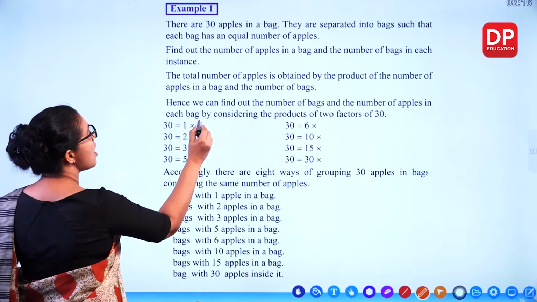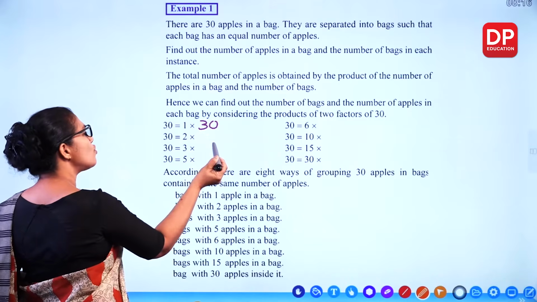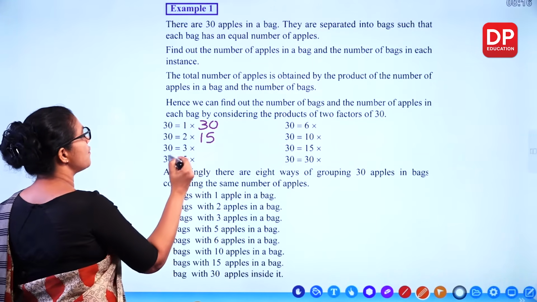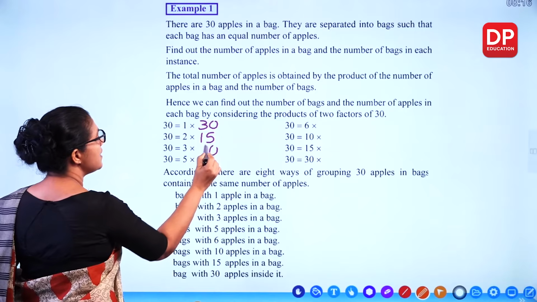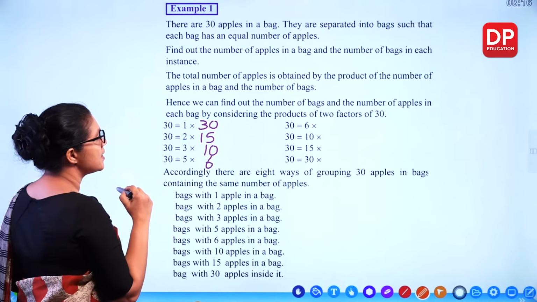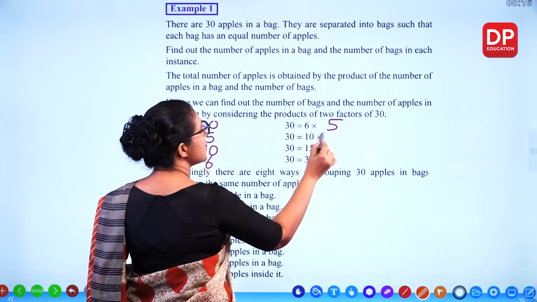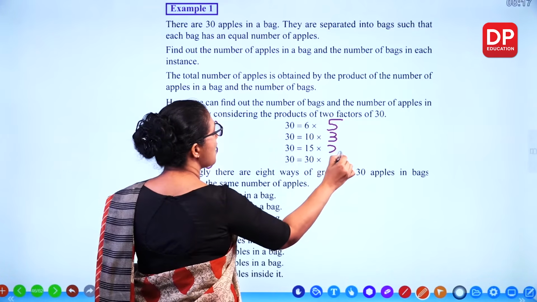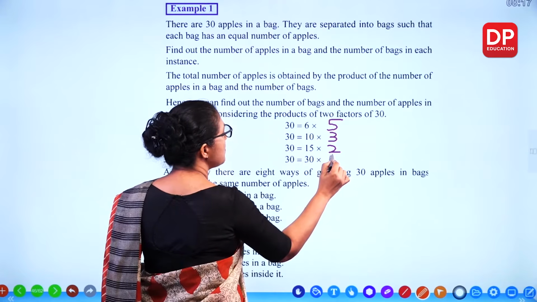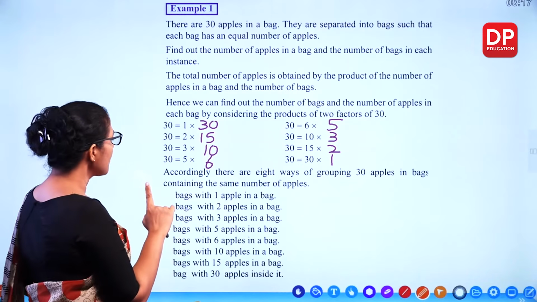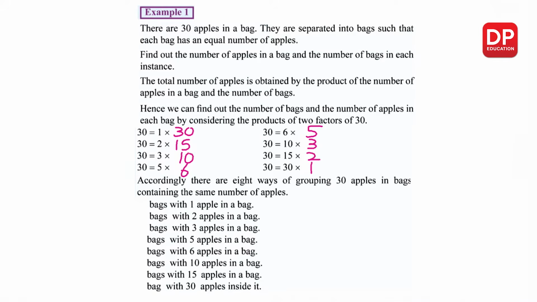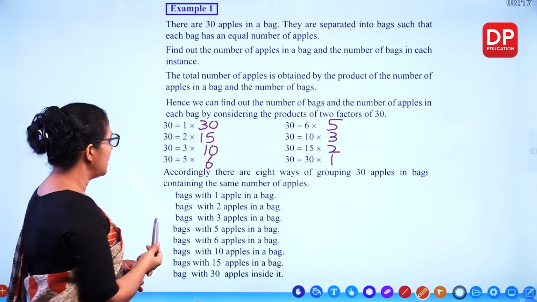So 1 times 30, 2 times 15, 3 times 10 and 5 times 6, 6 times 5, 10 times 3, 15 times 2 and 30 times 1. So accordingly, there are 8 ways of grouping 30 apples in bags containing the same number of apples. 1, 2, 3, 4, 5, 6, 7, 8.